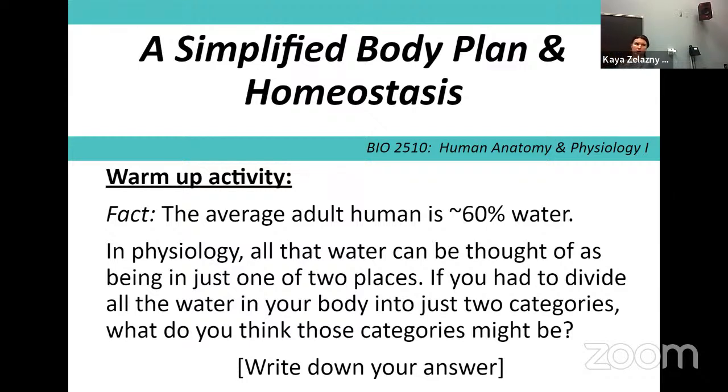So go ahead and take a look at this question. Today we're going to be talking about water, and hopefully we'll also be talking about homeostasis.